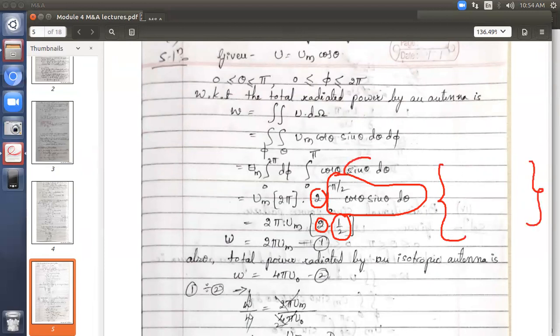Put sin theta is equal to x, cos theta d theta equals to dx. So change the limits. Earlier it is 0 to pi by 2. Now the limits are between 0 to x. So follow all the procedure. Please write down the steps. I have not done it. You have to do it. So I will get the integration value as 1 by 2, but 2 times. So 1, 2 gets cancelled. You will be left with only 2 pi Um. This is your equation 1.